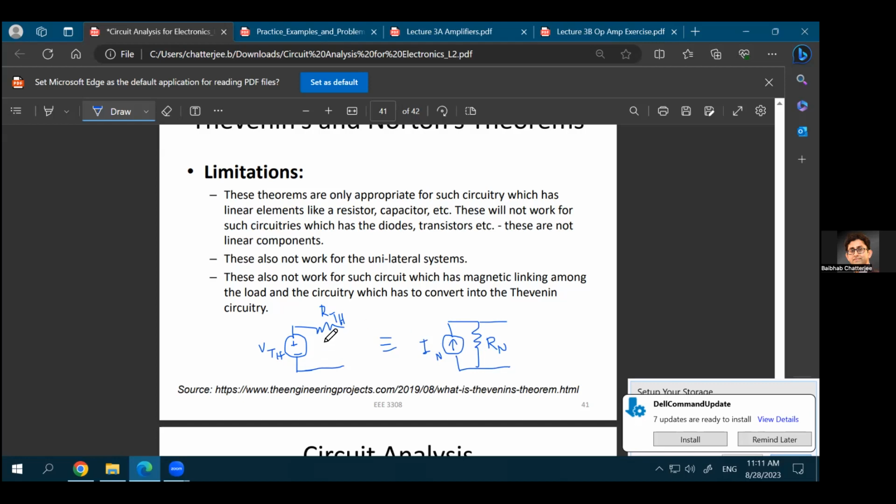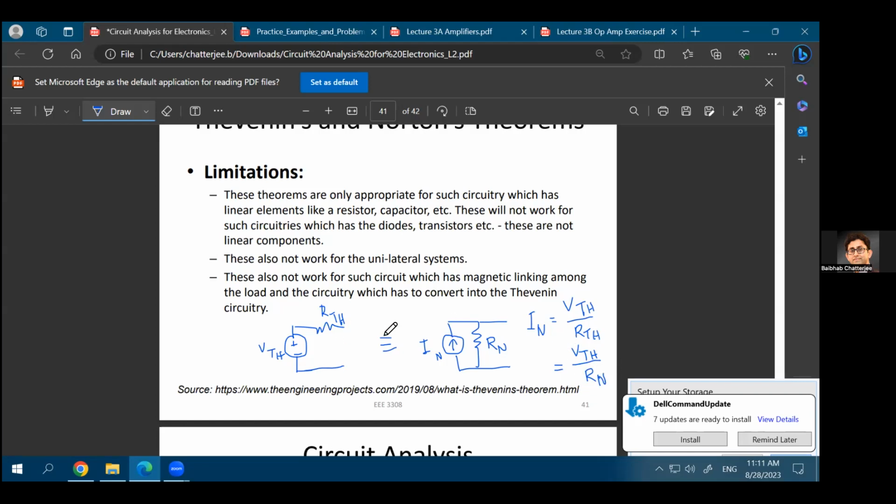And what is the relation between these two circuits? The relation is that R Thevenin is equal to R Norton. So R Thevenin is exactly equal to Rn, and your In is basically your V Thevenin over R Thevenin. That's the value of your Norton equivalent current, which is again equal to V Thevenin over Rn, because Rn and R Thevenin are equal.